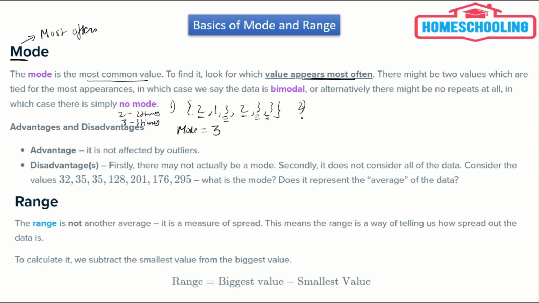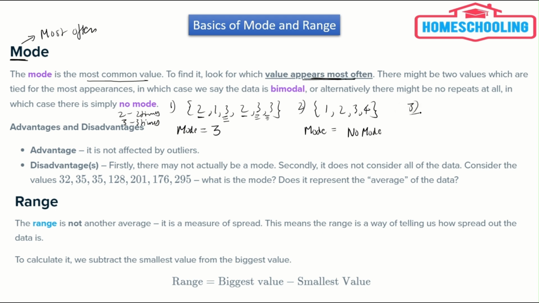Now let's take another example. Let's say 1, 2, 3, 4. So what is going to be the mode? As we can see, none of the numbers is reappearing. All the numbers come only one time in this data set. To become a mode, you should have a value that comes more than one time. Only then is it called a mode. So here all the values 1, 2, 3, 4 come only one time, so there will be no mode.